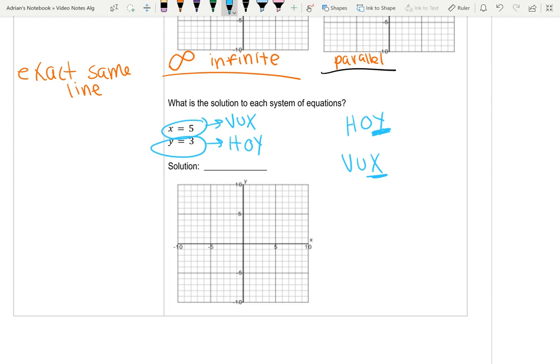So let's start with my x equals 5. I'm going to go to the x-axis and I'm going to go to 5, and it's just going to be straight up and down. And then for my y equals 3, I go to my y-axis and I go to 3, and I go straight across. And if you notice, their point of intersection should just be what these numbers are. So my answer is 5, 3. So if you have lines like that, where one's horizontal, one's vertical, it should work out like that.